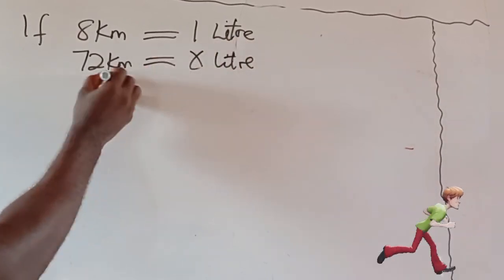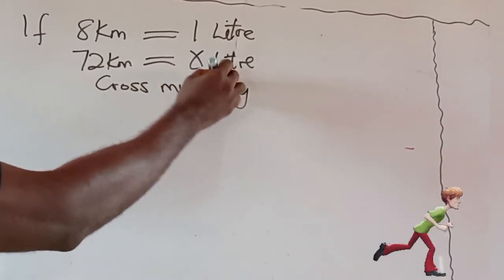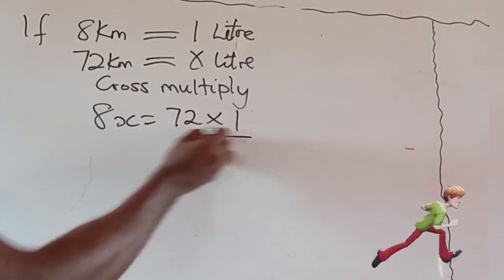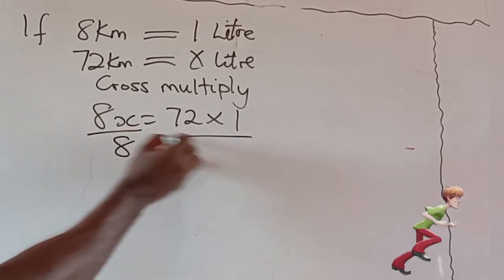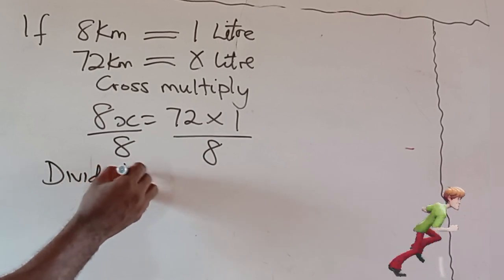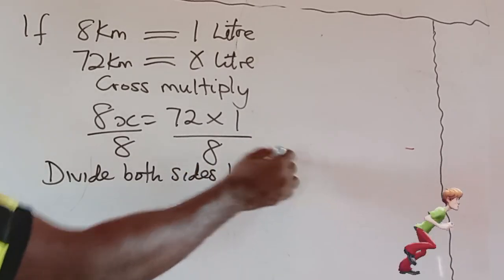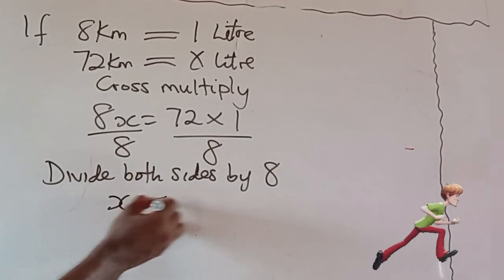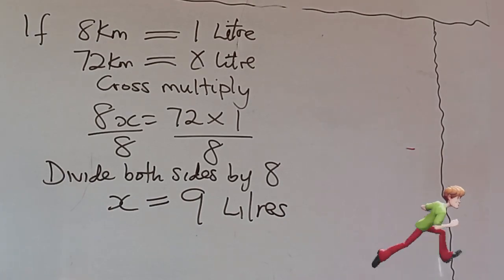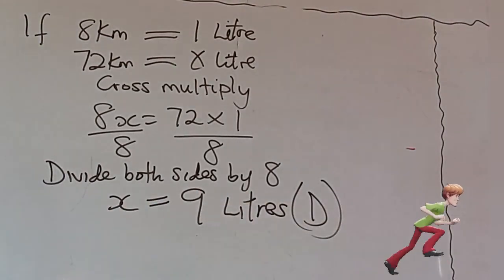So you cross multiply. When you cross multiply, it's going to be 8x equals 72. Then you divide both sides by 8. Let me write it because of some people that may not understand. You divide both sides by 8. Then we cancel 8, and 8 goes into 72 nine times. We have 9 liters for that 72 kilometer journey. So you pick your answer to be D. That is our D answer.